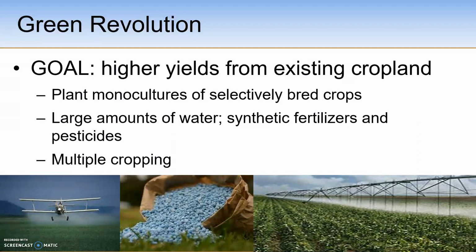So, the goal is a high yield from existing cropland, and generalities about the green revolution are that they plant monocultures of selectively bred crops, they use large amounts of water through irrigation, as well as synthetic fertilizers and pesticides, and they'll even do multiple cropping, where they will plant multiple crops throughout the various times of the year, which can tend to overextend the soil nutrients in the soils of the fields that they're planting on.